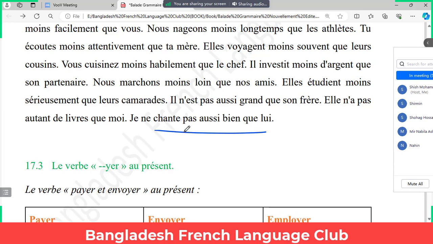Je ne chante pas aussi bien que lui. Let me give you the example in English. Je ne chante pas aussi bien, right? I can't sing as good as... In English you use he or him? As good as him. Him, right? So in that sense, this lui is used.